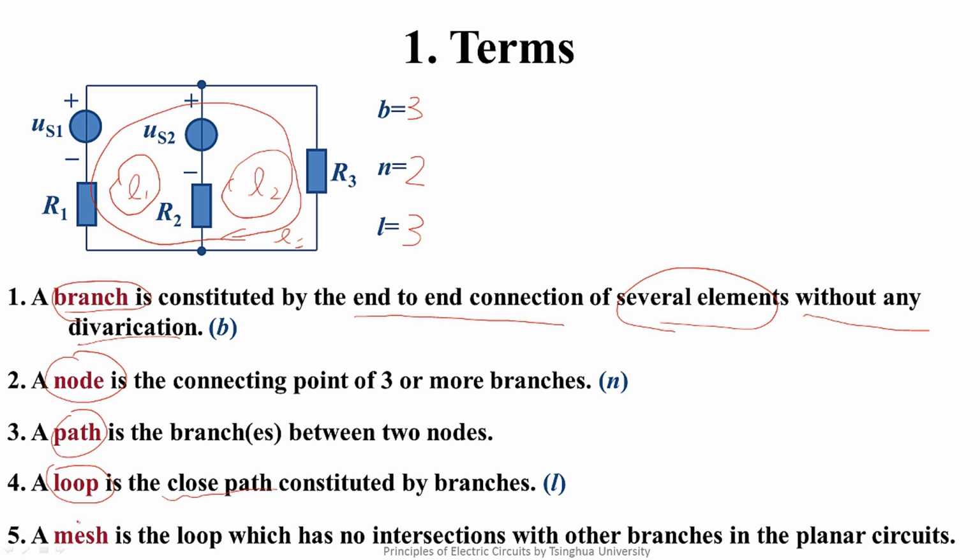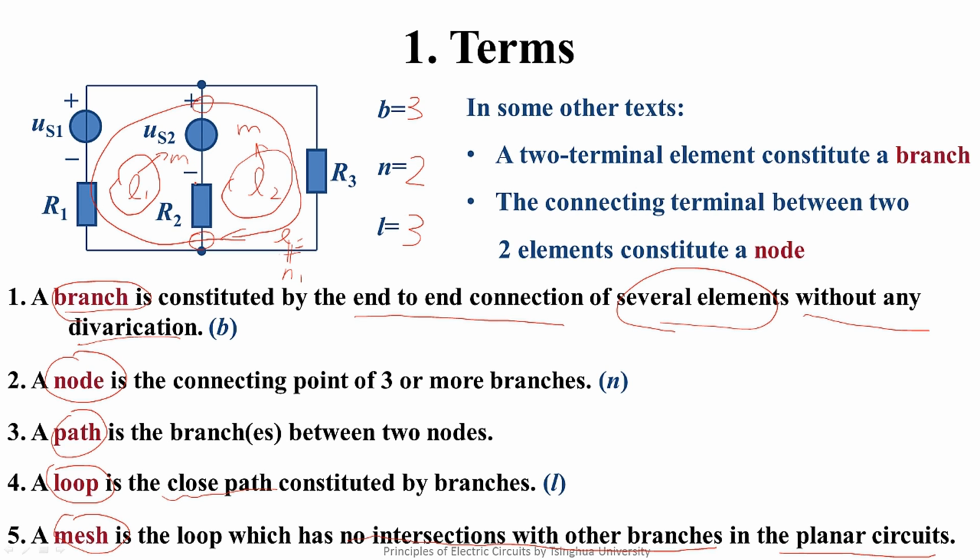There is a special loop called a mesh. A mesh is a loop which has no intersections with other branches. It needs to be defined in planar circuits. The planar circuits have been introduced in lecture 2. For this circuit, L1 is a mesh. L2 is mesh 2. But L3 is not a mesh because there is an intersection between L3 and the branch.